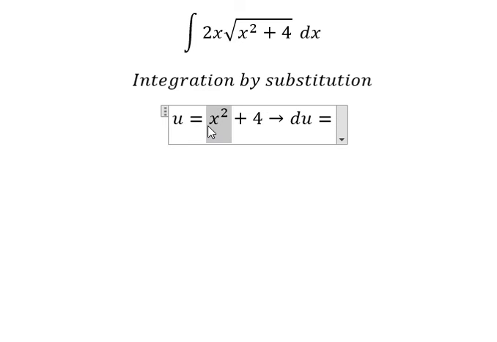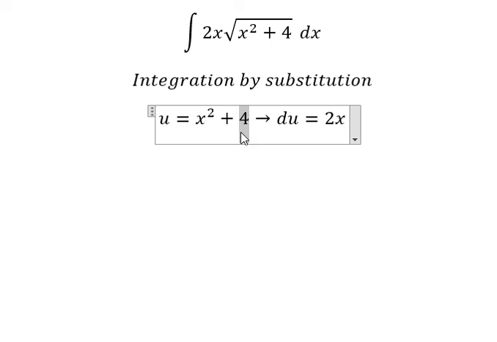The first derivative of s squared, we have 2s. The first derivative of the number 4, this is a constant. So you get 0.